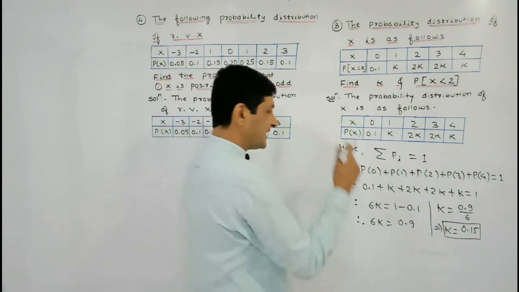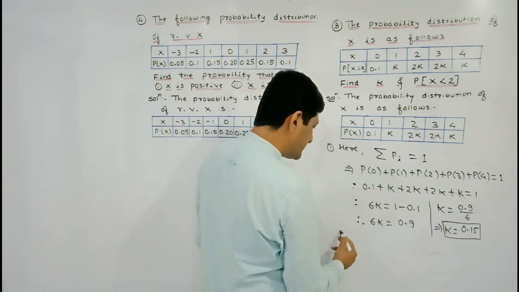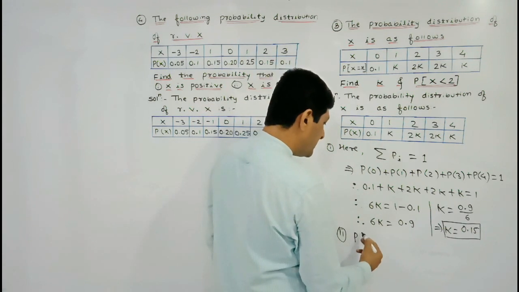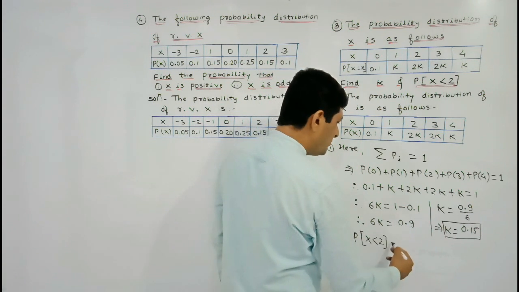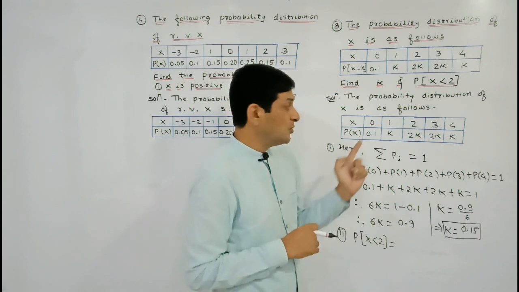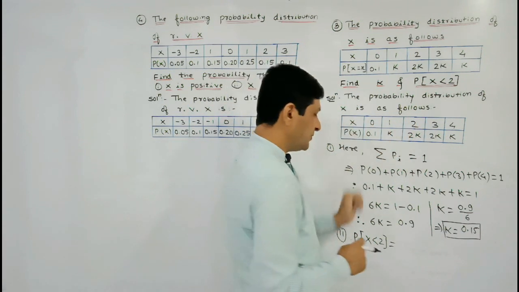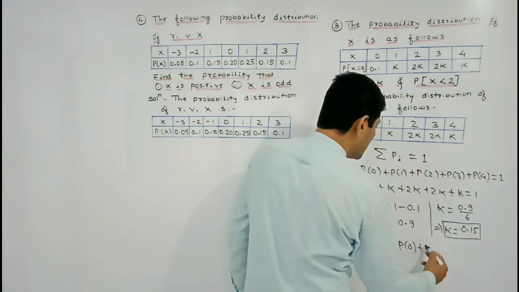Now we are finding second required value. Means here we have got first required value, and in the second part what we have to find out is p of x less than 2. Now check how many values of random variable are there which are less than 2. Only two values are there, 0 and 1, which are less than 2. Means here we have to take the addition of p of 0 and p of 1.